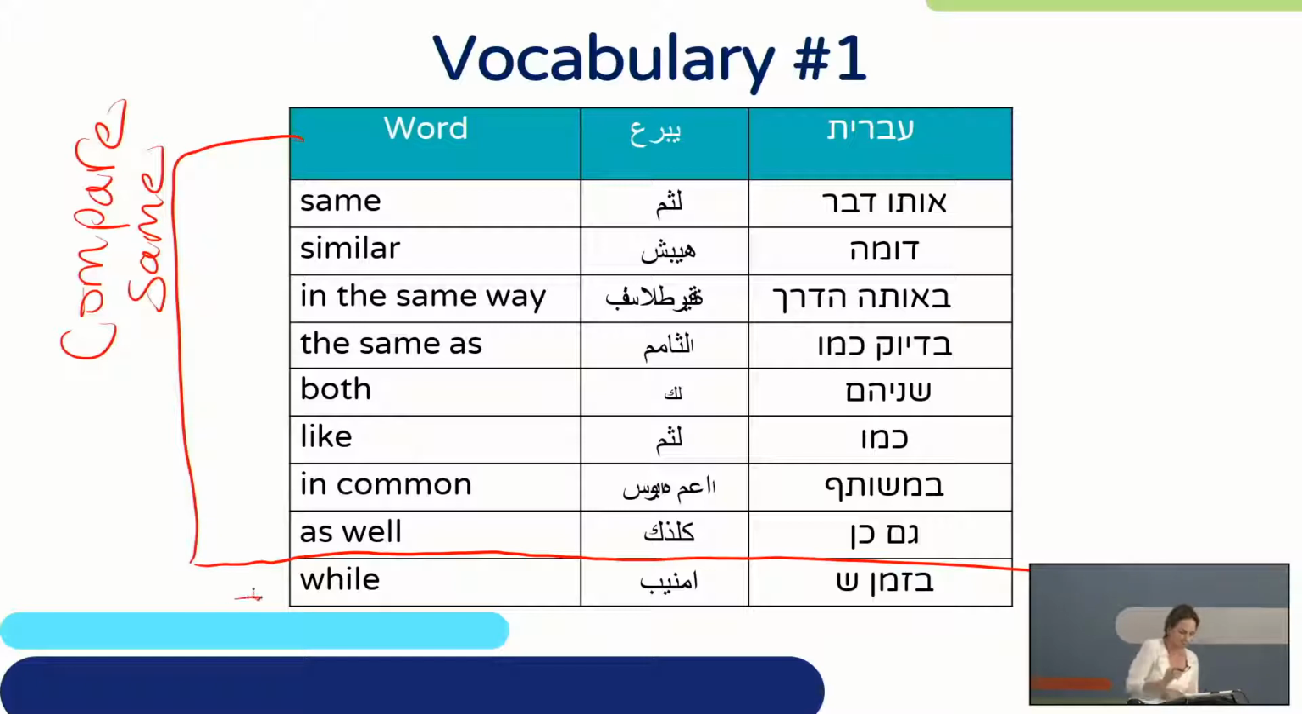Now we're going on to this word, while, בזמן ש. While is a word that when I see, I know I am contrasting things, saying why things are different.